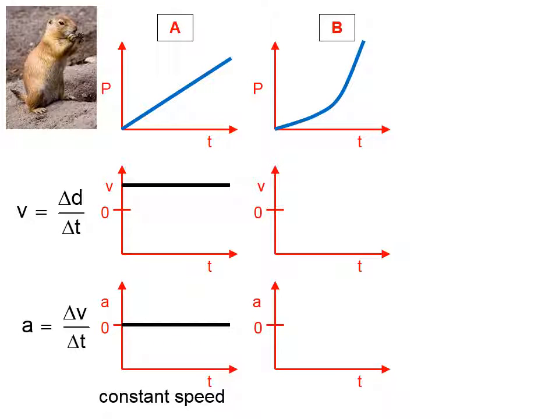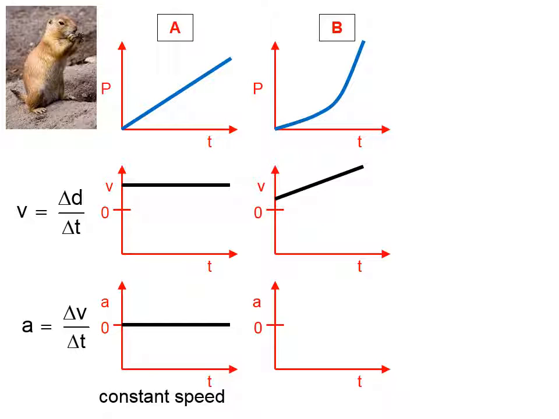If we instead have a position time graph that looks like this, we can see that right at the beginning it has a positive slope, but not a very big positive slope. And as we go on, the slope becomes more and more positive. So the velocity time graph might look something like that.